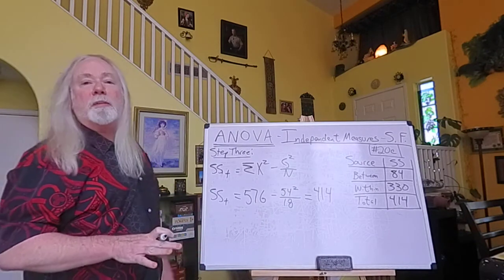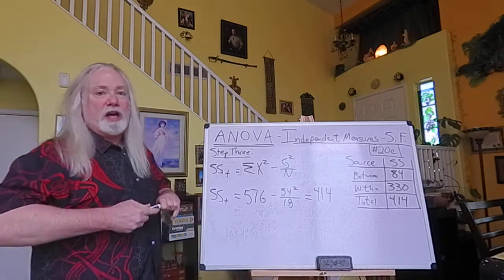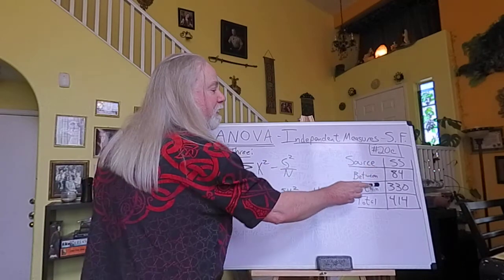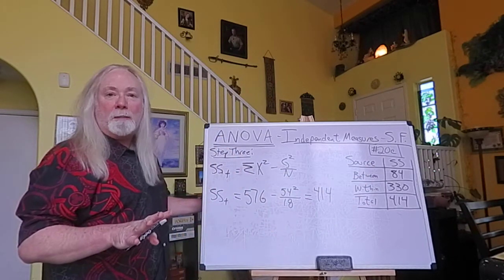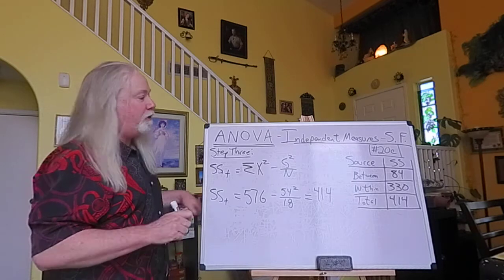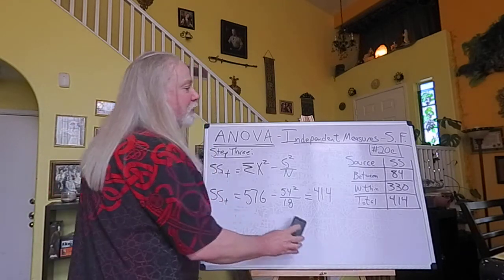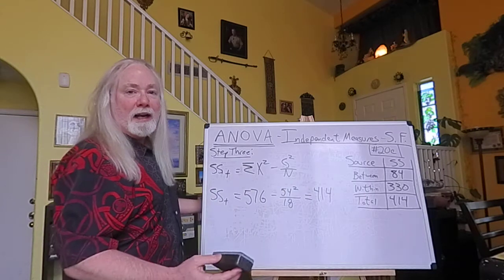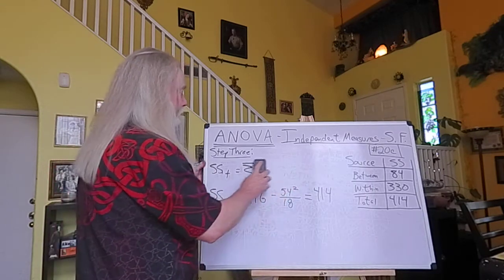So our first column of calculations is complete. We've done all three calculations and we verified that everything adds up correctly. So more than likely all these answers are correct. Now we need to go to the second column, our degrees of freedom column.